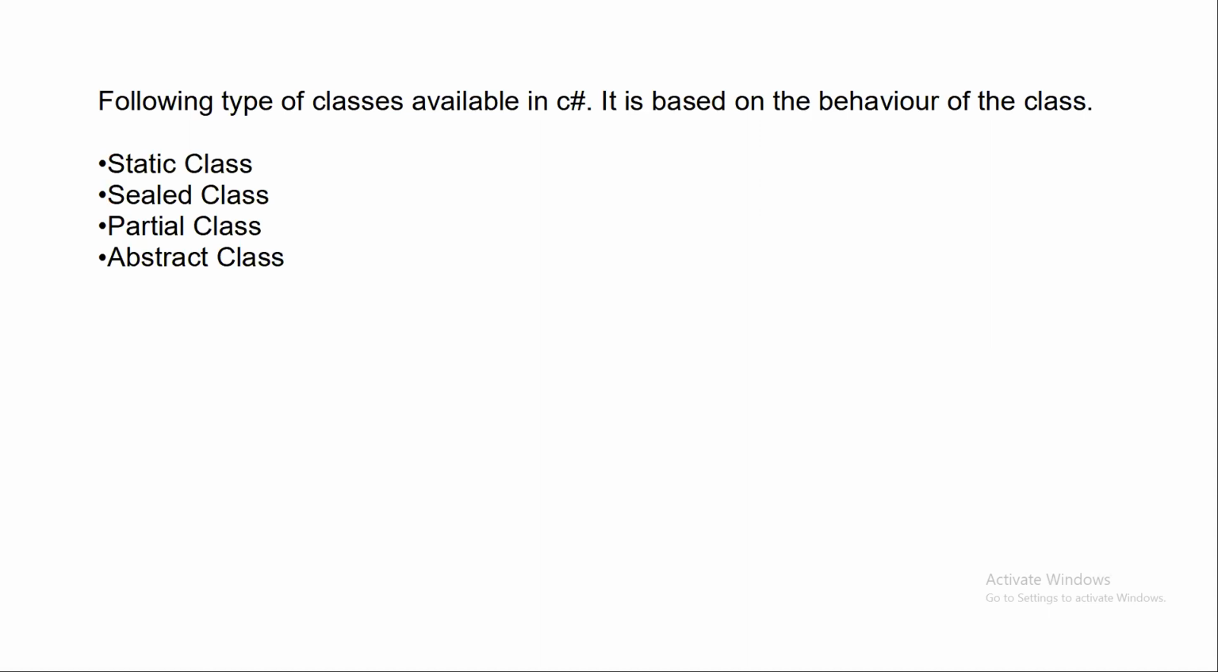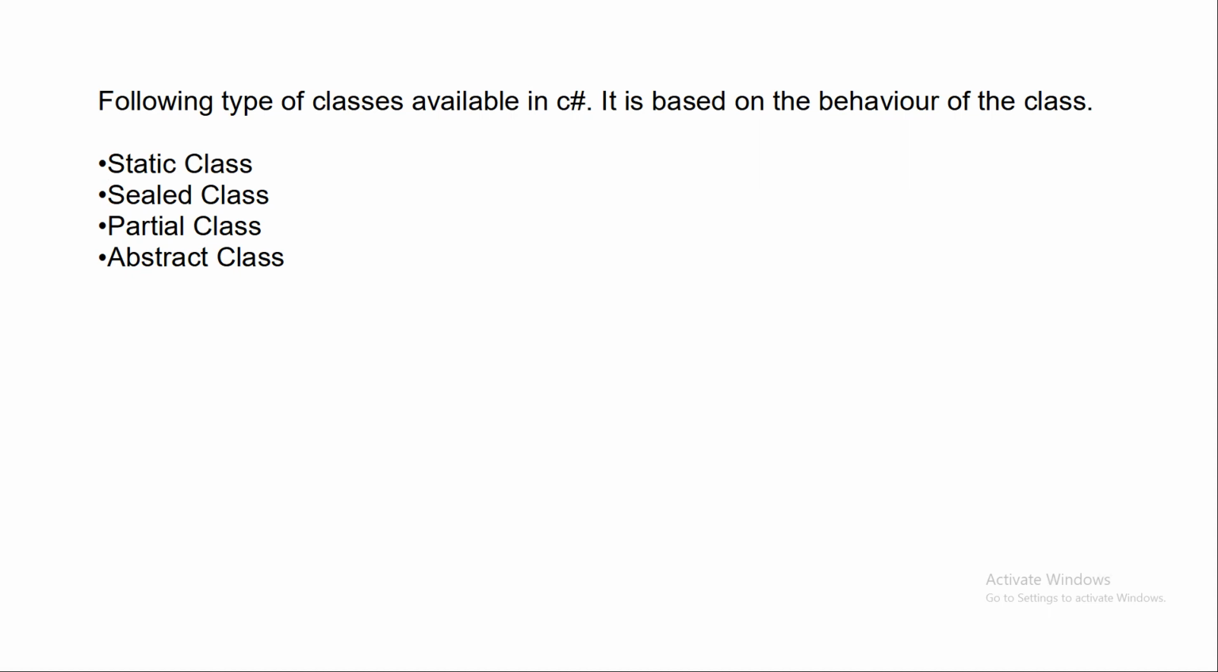you have four different class types: static, sealed, partial, and abstract. We can also use these as a prefix for the class, but it is optional. It basically depends upon how you want the class to work. You can mention these four: static, sealed, partial, and abstract.